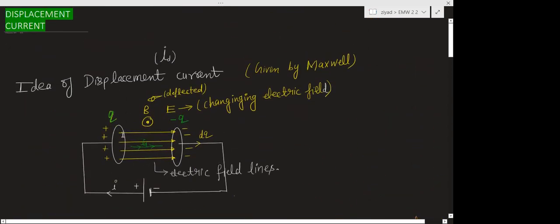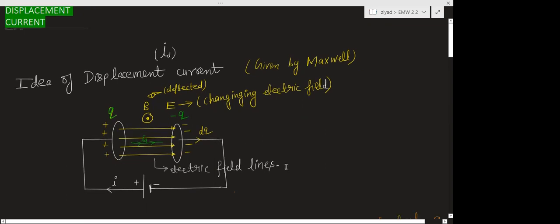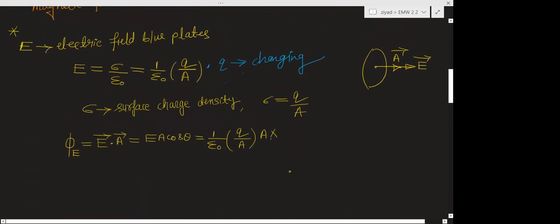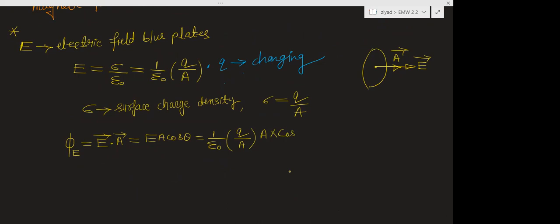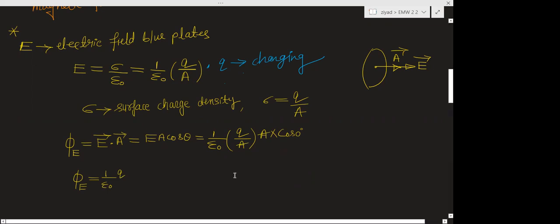You can see here, the electric field is like this, and the area vector will be perpendicular to this plate, so basically the angle will be 0 degrees. So here you will write cos of 0, and cos of 0 is 1. So the electric flux in between the plates of the capacitor will be 1 by epsilon naught into Q. A and A will cancel out, and cos 0 is 1.